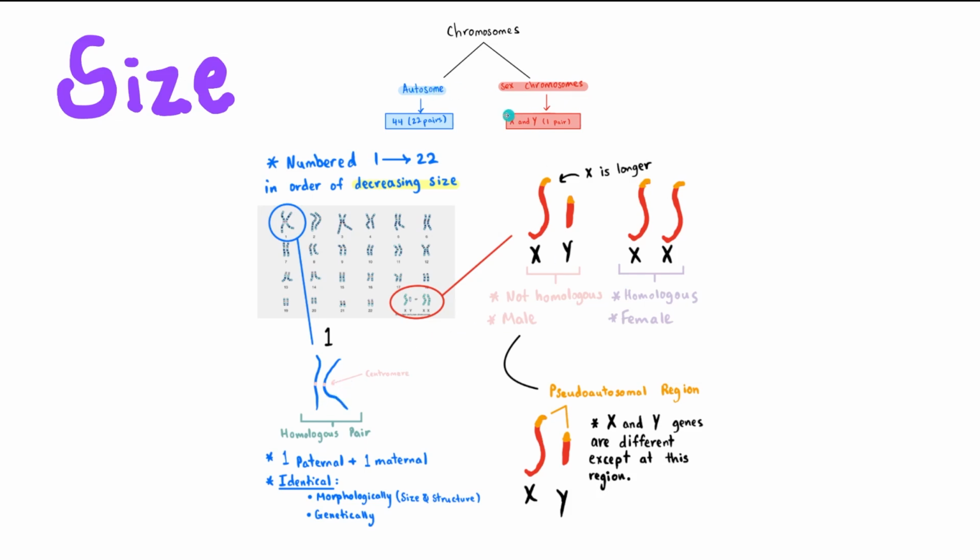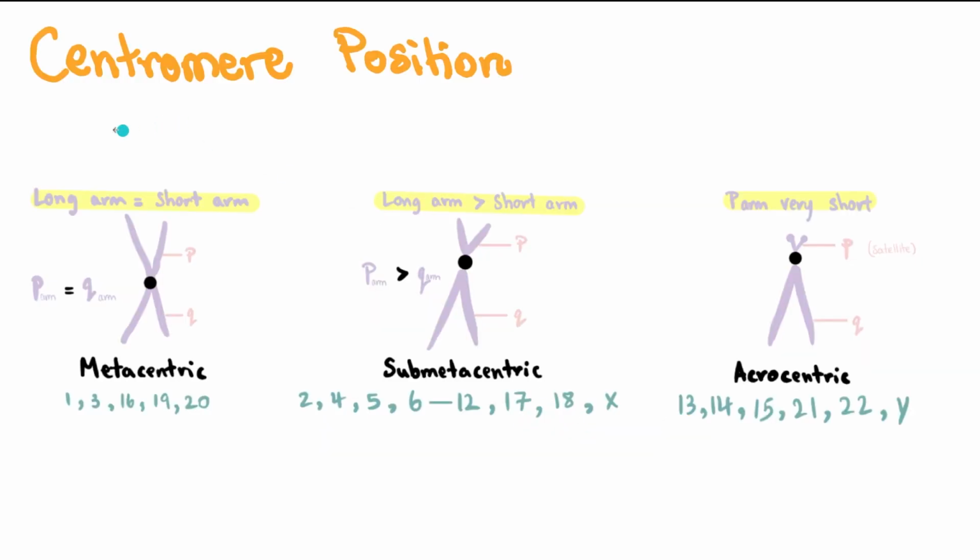Now let's talk about the sex chromosomes. We have X and Y. If you have an X and Y chromosome, then you are a male, and if you have two X chromosomes, then you are a female. There's also an important region over here, this yellow-orange region, which we call the pseudo-autosomal region. X and Y are different, except at these regions, where they are exactly the same and carry the exact same information.